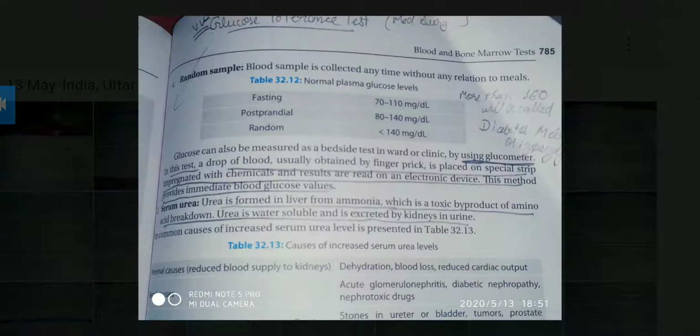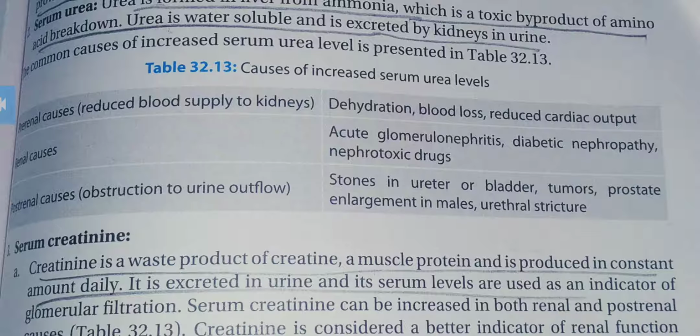The cause of increased serum urea level is pre-renal causes, meaning causes before the kidney. These are causes affecting the kidney that are not inside the kidney. Those things coming from outside of the kidney and touching the kidney are the pre-renal causes, like reduced blood supply to the kidney, where blood is going to the kidney, not inside the kidney.